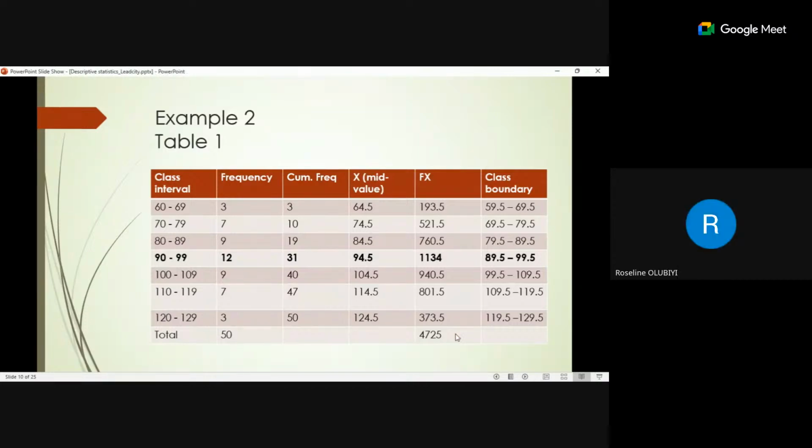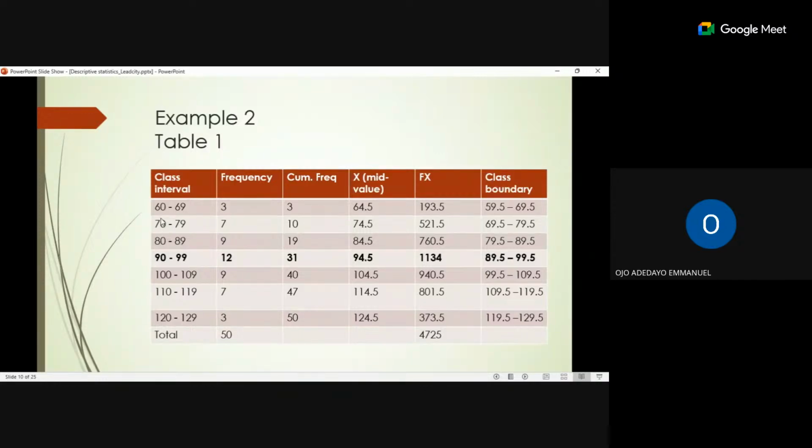Now, if you look at this, please, let's mute our mics. If you look at this now, we have what we call the class interval. What do they mean by class interval? It's just the range. Like I mentioned the other time, let's say I have the age now.